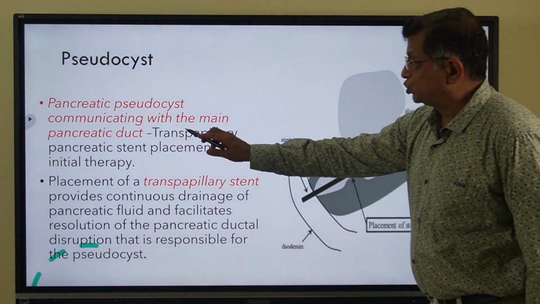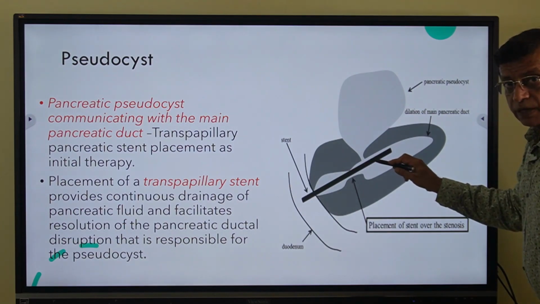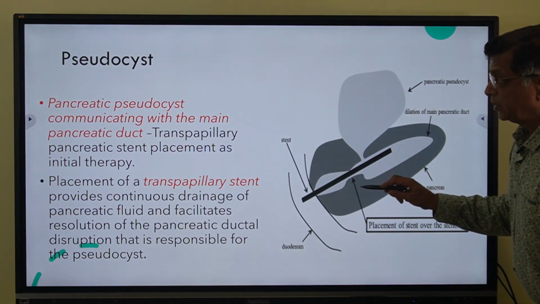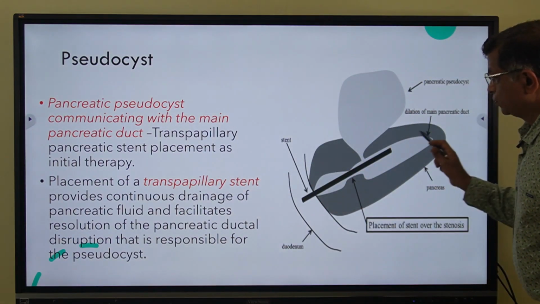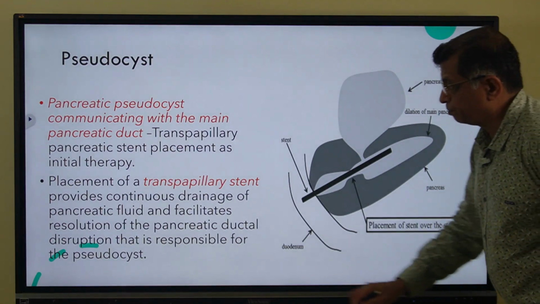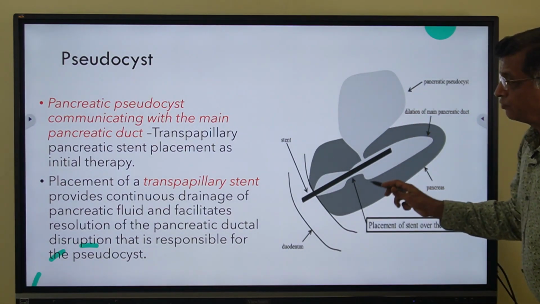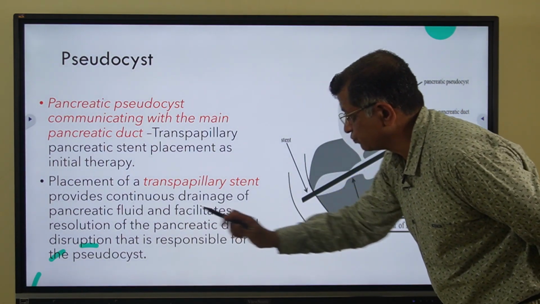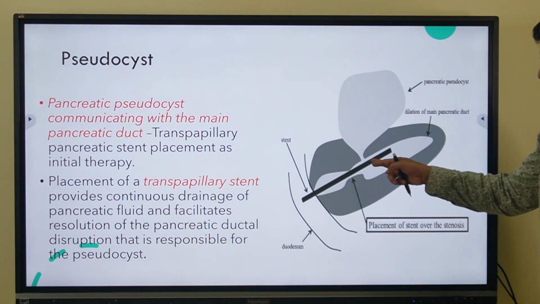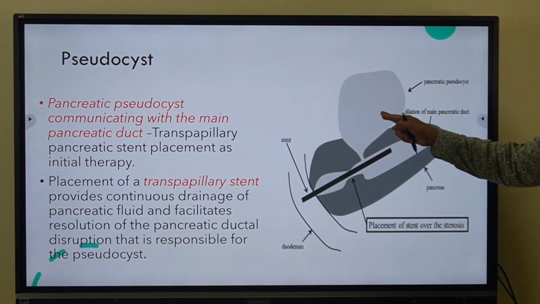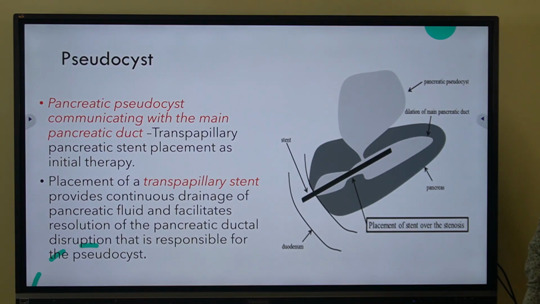Sometimes a pancreatic pseudocyst communicates with the main pancreatic duct. So this is a pseudocyst and it is communicating with the main pancreatic duct. So in that case, you will have to put a transpapillary pancreatic stent through the papilla. Placement of the transpapillary stent provides continuous drainage of the pancreatic fluid and facilitates resolution of the pancreatic ductal disruption that is responsible for the pseudocyst. So the pancreatic ductal disruption was causing the pseudocyst. So if you put a transpapillary stent, that will help for the resolution.